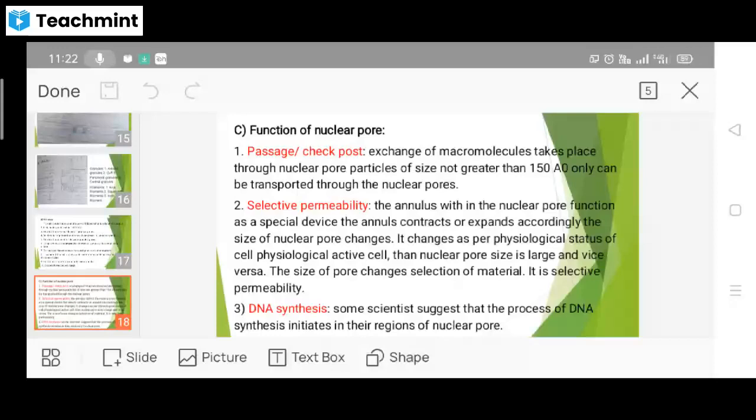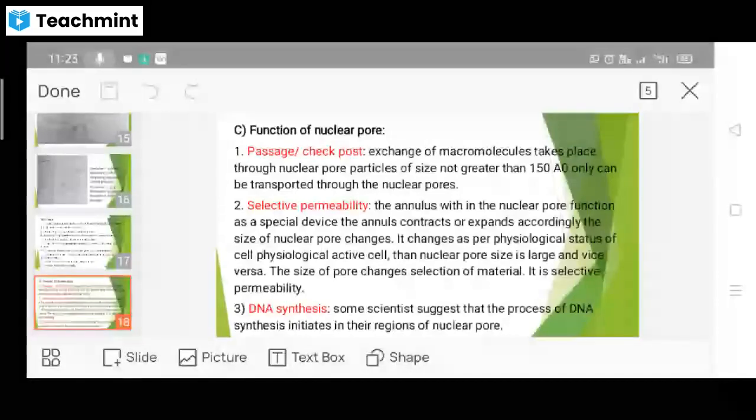So selective permeability means the annulus with the nuclear pore functions as a special device. The annulus contracts or expands as the size of the nuclear pore changes. These changes are as per the physiological status of the cell; in physiologically active cells, this nuclear pore size is large and vice versa. So the size of this pore changes the selection of the material, and it is selective permeability, which is related to the size of the particle.